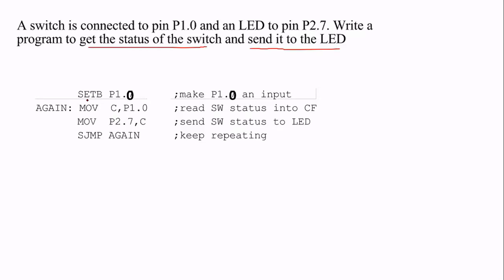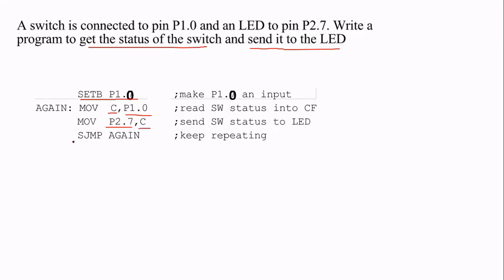So what am I doing? I am making P1.0 an input port because this is a switch pin. I'm making it an input pin, and when I get the status here, move P1.0 to the carry flag. I need to just send the status. Whenever the switch is pressed, it becomes 1. That is copied to the carry flag. Again, move that carry flag to P2.7 where your LED is connected.